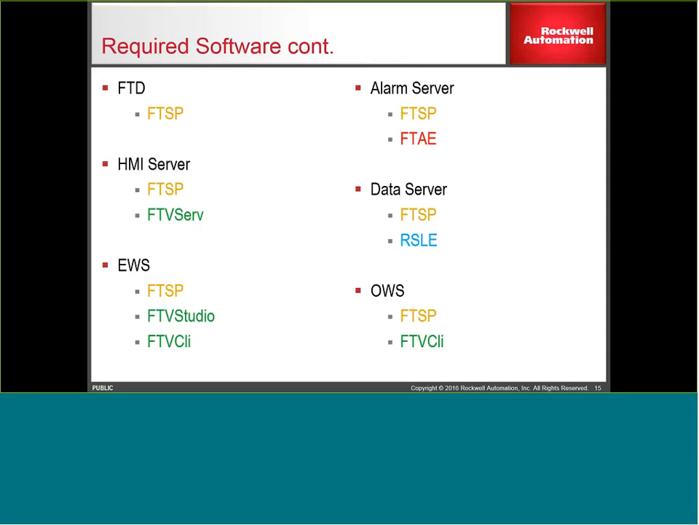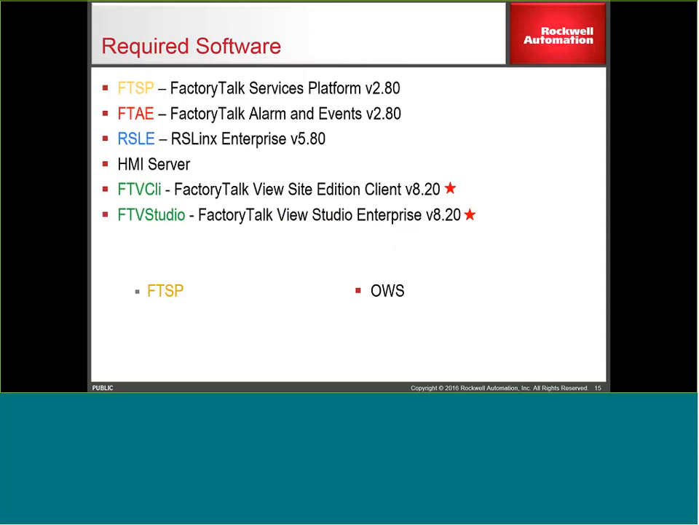Moving on to the alarm server, all you really need for an alarm server is Services Platform and FactoryTalk Alarm and Events, right? And then moving on to our data server, all we really need here is FactoryTalk Services Platform and RSLinx Enterprise. And last but not least, on our operator workstation, we need FactoryTalk Services Platform as well as FactoryTalk View SE Client. Notice that all of these boxes need FactoryTalk Services Platform, right? And that's kind of the foundation for any PC to participate in a FactoryTalk network.